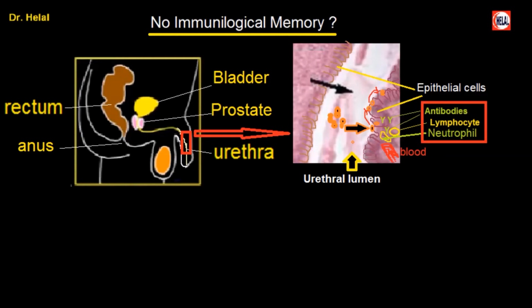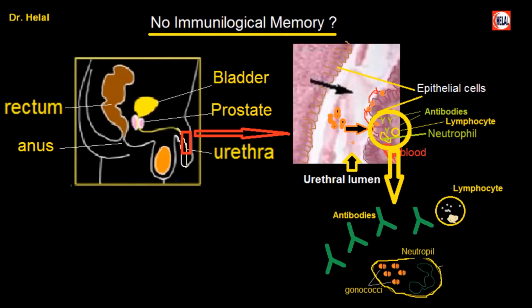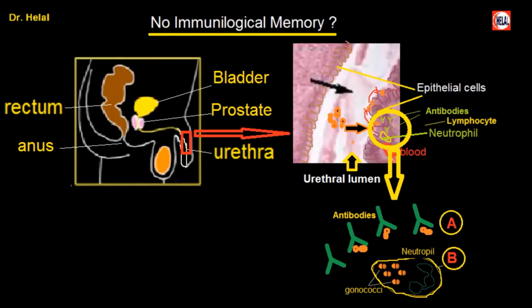Let's take a section of the infected area, pull it down to see the details of this immunological process involving lymphocytes and neutrophils. Lymphocytes will produce antibodies that attack the pathogen, and the neutrophils will ingest the gonococci. So the immunological response has two components: one, antibody mediated, and the other, cellular, mediated by neutrophils that ingest the gonococci. A, antibodies; B, cellular by the neutrophil or other immune related cells.